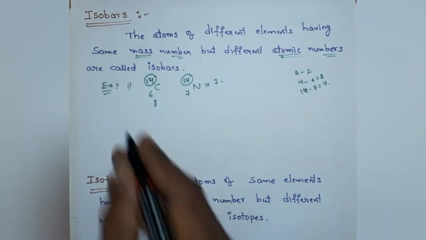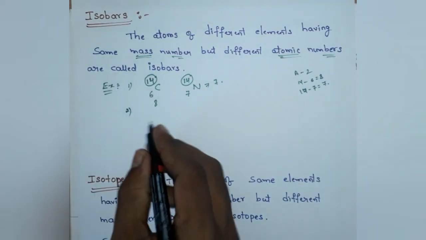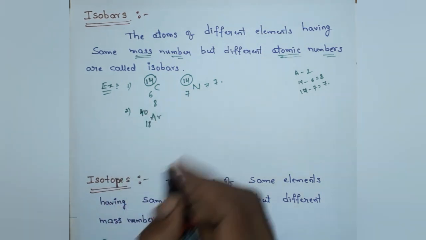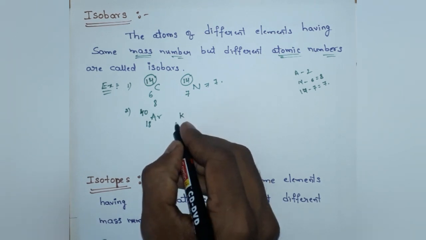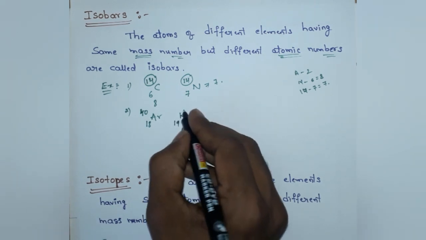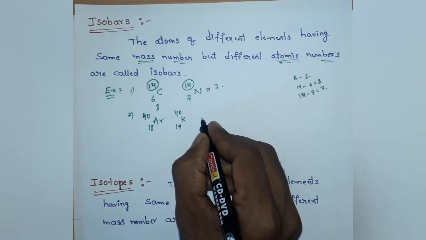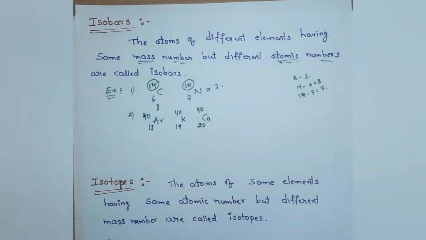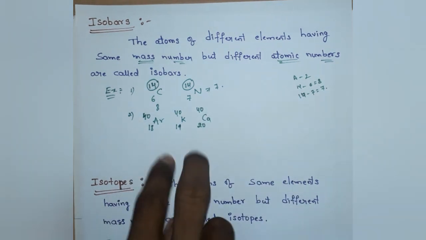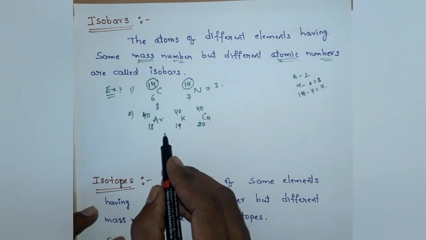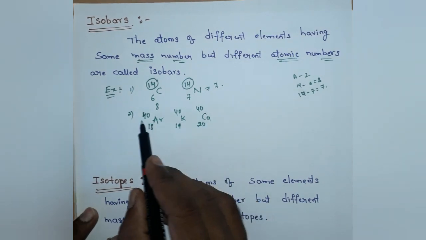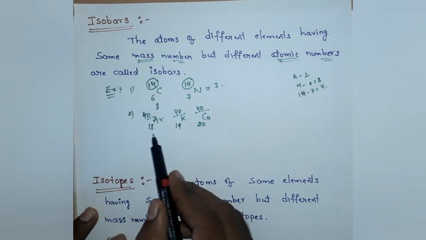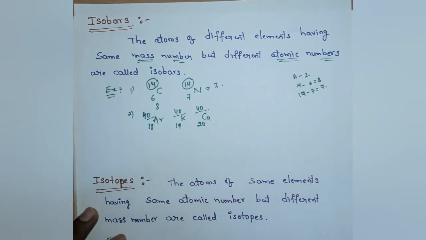Here I am taking one more example. Second one: argon, atomic number 18, mass number 40. Potassium, atomic number 19, mass number 40. Next comes calcium, atomic number 20, mass number 40. If you observe these three atoms, they have the same mass number but different atomic numbers.